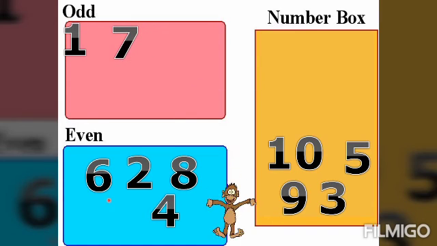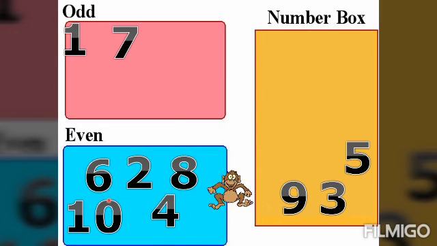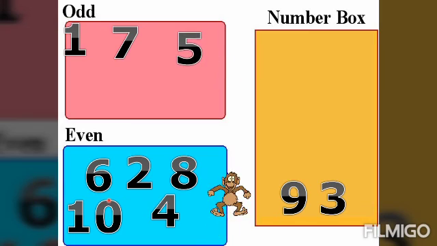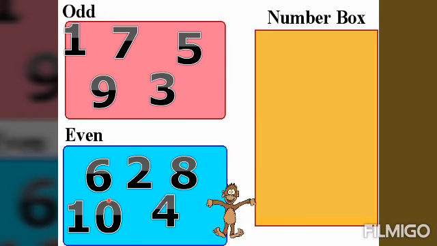wow, 7 is running, going to the odd box. Oh, 10 is an even number. 5 is an odd number. And also 9 goes to the odd box. Wow, so awesome. 3 is also an odd number. So take a look at this one now, class. We already moved all the numbers to their proper box. In the odd box, we have 1, 7, 5, 9, and 3. And then even numbers, we have 6, 2, 8, 10, and 4.